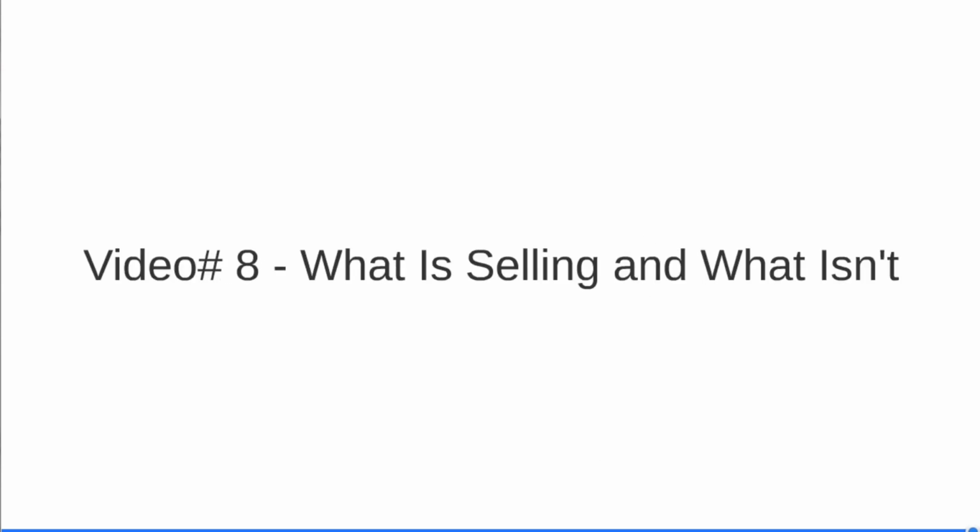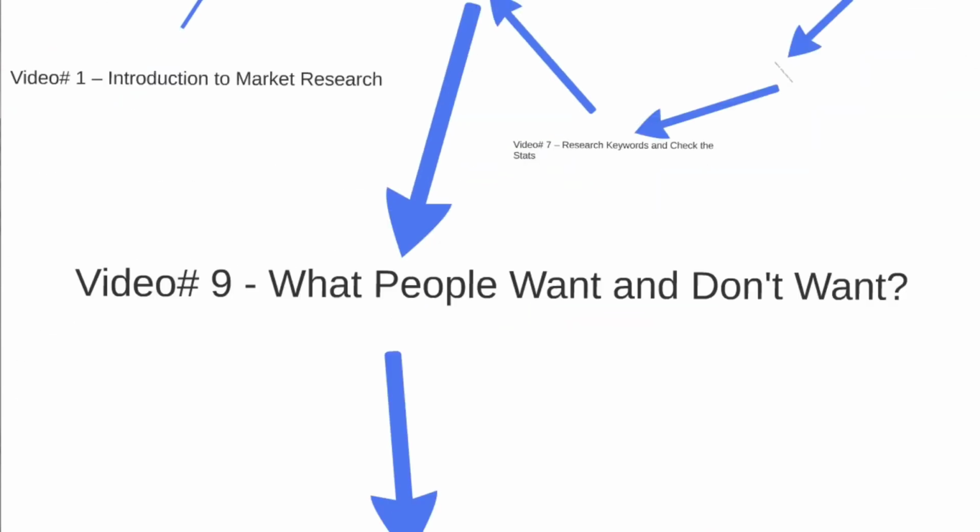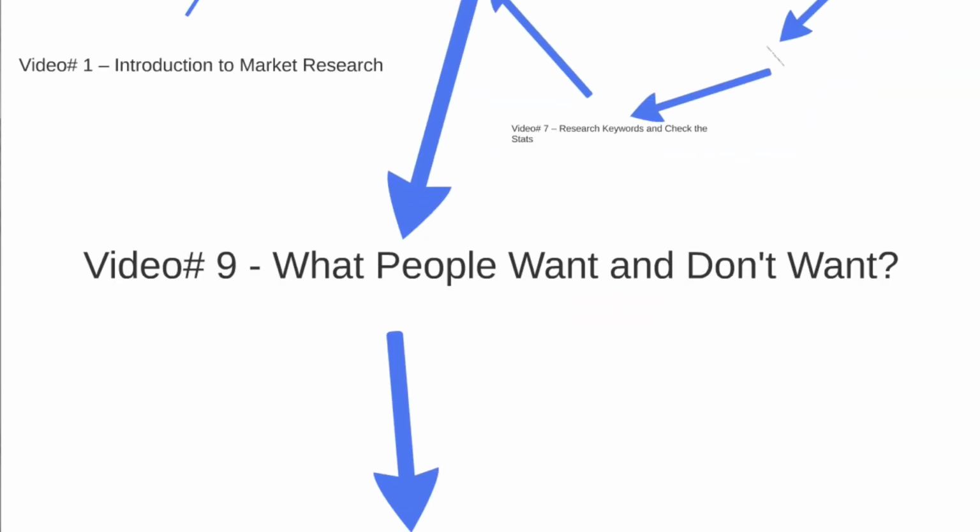And that brings us to video number 8, which is what is selling and what isn't. It's a good idea to take a look at your competitors and competing products to see what is selling and what isn't. And that brings us to video number 9, which is, of course, what people want and what people don't want. It's a good idea to figure out this, because this will help you improve your product further and help your product stand out among the competition.